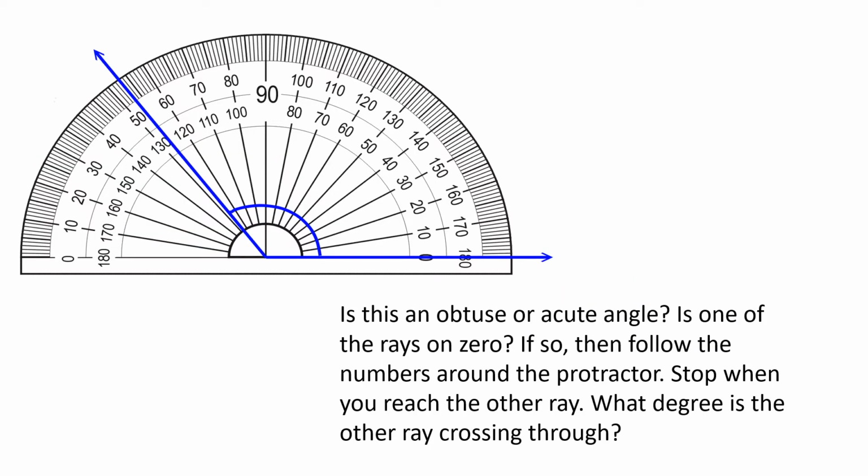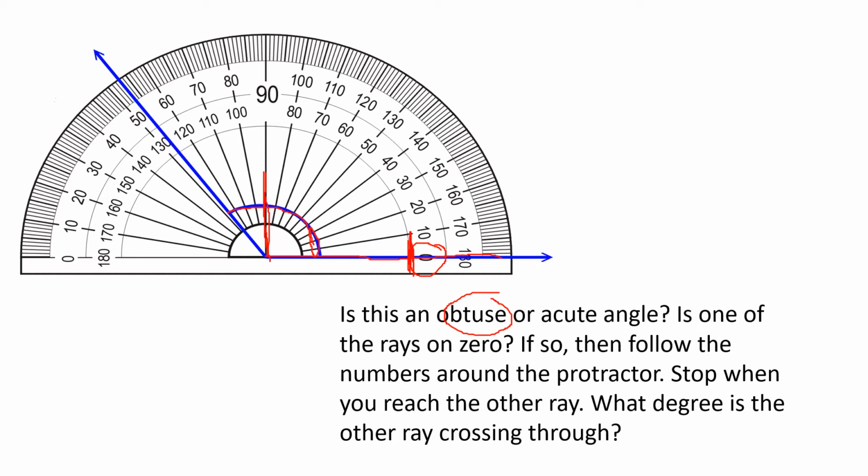Okay, now we're going to look at another angle. The first thing we have to do is determine whether or not this angle is acute or obtuse. I can see that it's opening more than 90 degrees, so that has to make it an obtuse angle. Now that I've determined that it's an obtuse angle, I'm going to follow my bottom ray over to figure out where 0 is. I can see that 0 is on the inside, so that means I'm going to be using the inside numbers to measure this angle.